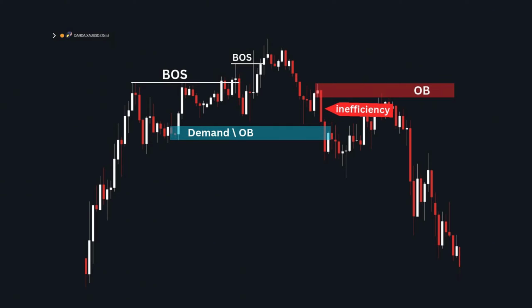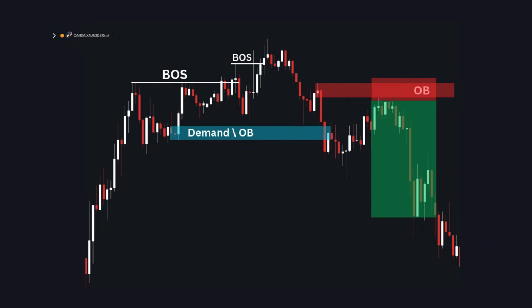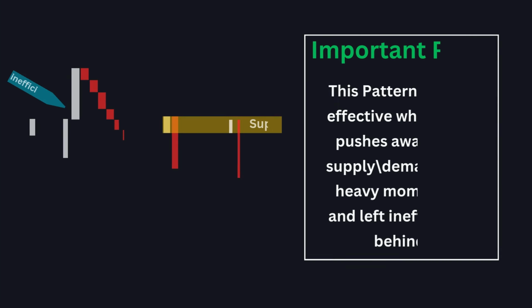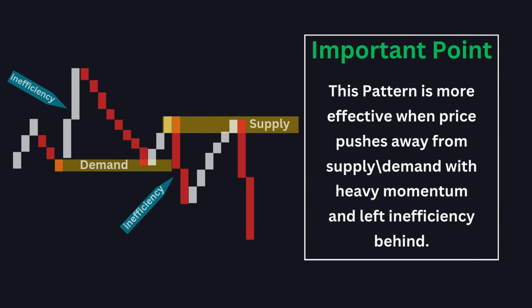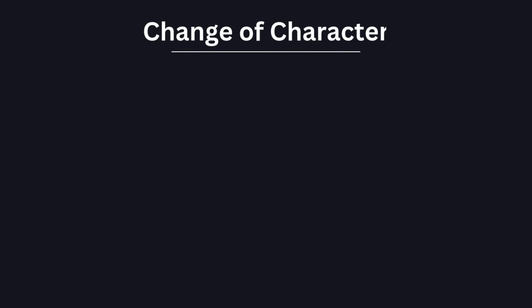So this is how we will trade this pattern. We set our pending sell order a couple of pips below the order block, stop loss above the order block, and we target the higher time frame nearest demand zone. But here's an important point. This pattern is slightly more effective when price pushes away from the supply or demand zone with heavy momentum and aggressively, and leaves inefficiency behind. Now let's move to our next pattern, which is the change of character pattern.